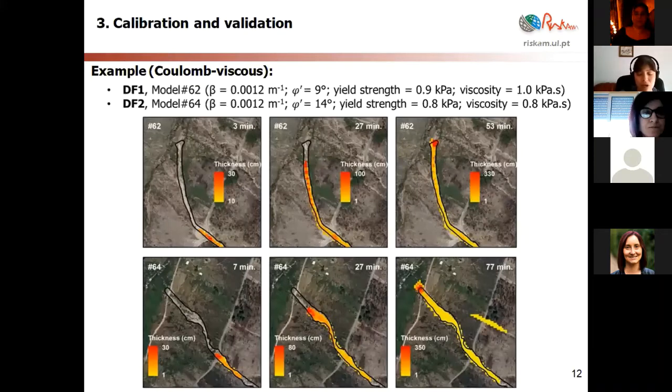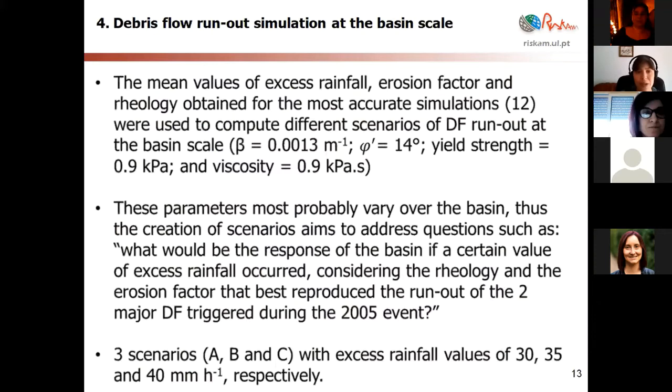This image shows the temporal evolution of the deposited material thickness, considering an example of a simulation whose results were in agreement with the predefined criteria. The mean values of excess rainfall, erosion factor, and rheology obtained for the most accurate simulations, which were 12, were then used to compute different scenarios of debris flows at the basin scale.